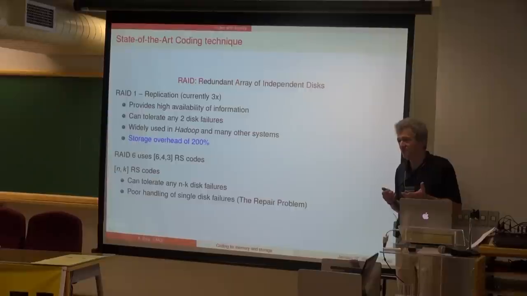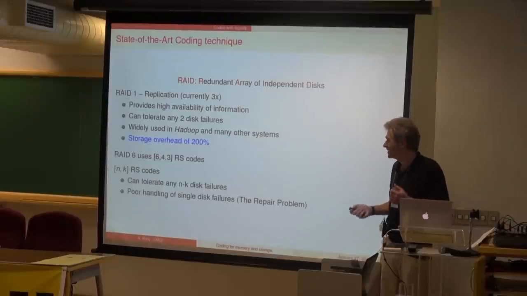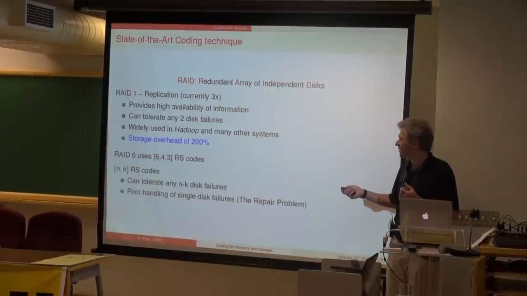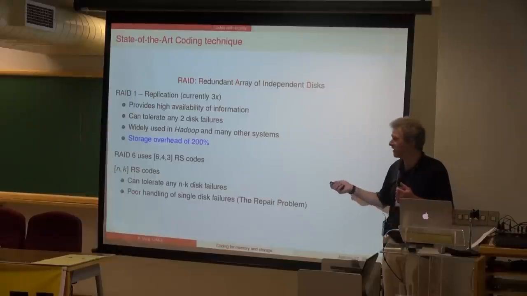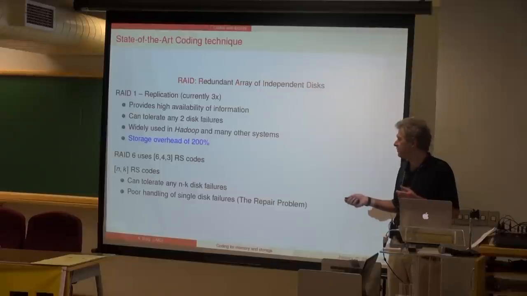And again, you turn to any coding theorist, and what do they say? They say, oh, we know erasures, we need to use Reed-Solomon codes. Yes. So it went through RAID 1, 2, 3, 4, 5. Those were variations of replication. Then came RAID 6, which uses a simple Reed-Solomon code of length 6.